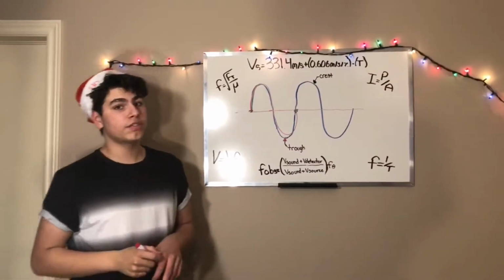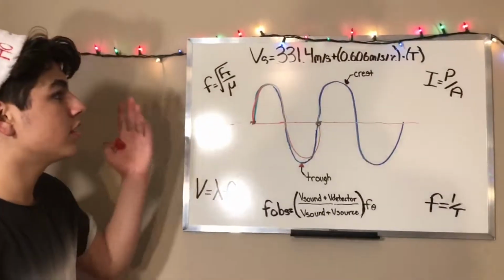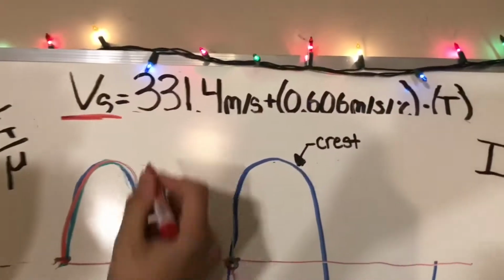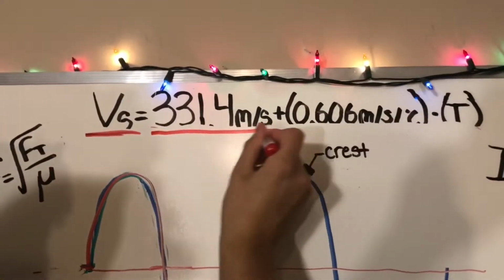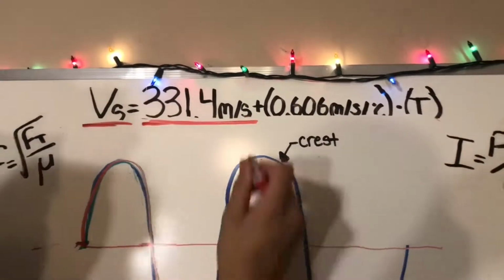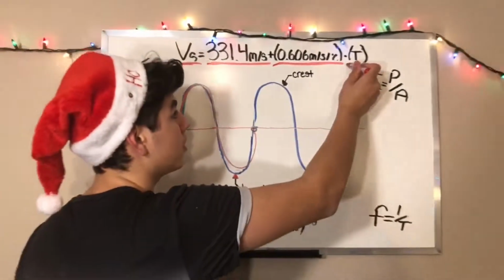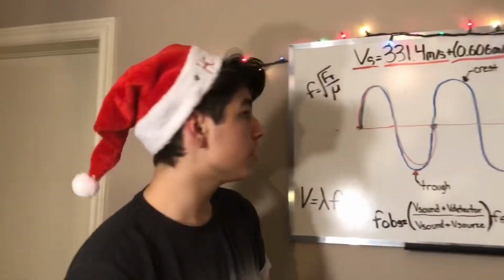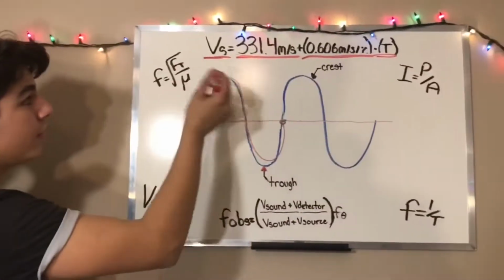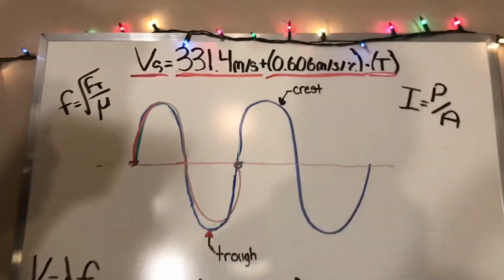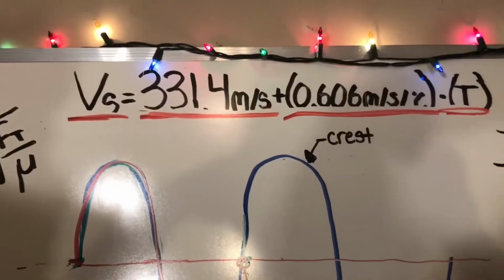Alright, so the speed of sound is all dependent on what the temperature is. This is the equation right here. The speed of sound, or the velocity of sound, is equal to 331.4 meters per second plus 0.606 meters per second Celsius multiplied by what the temperature is. So if it was 13 degrees Celsius, it would be Vs is equal to 331.4 meters per second plus 0.606 meters per second Celsius multiplied by 13 degrees.